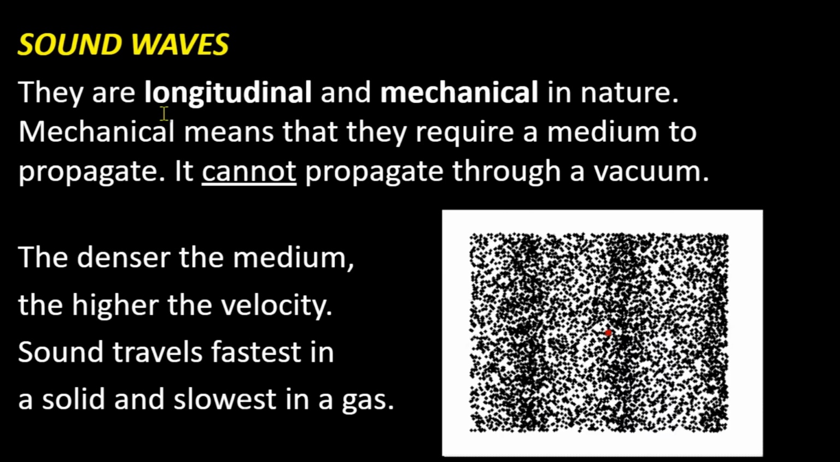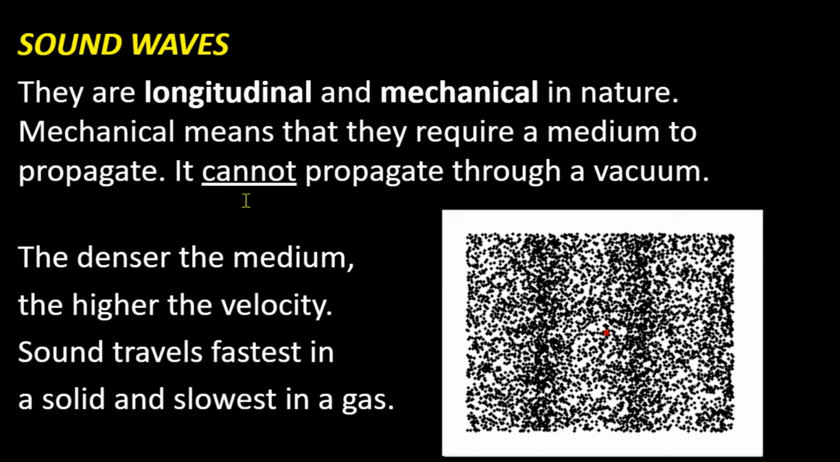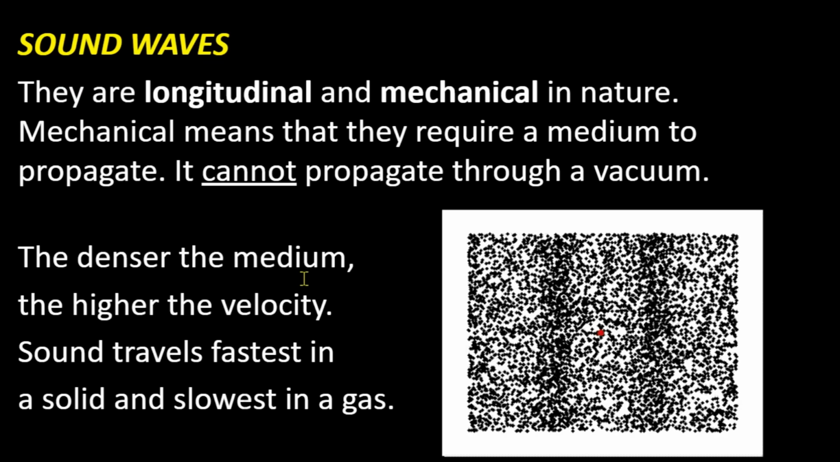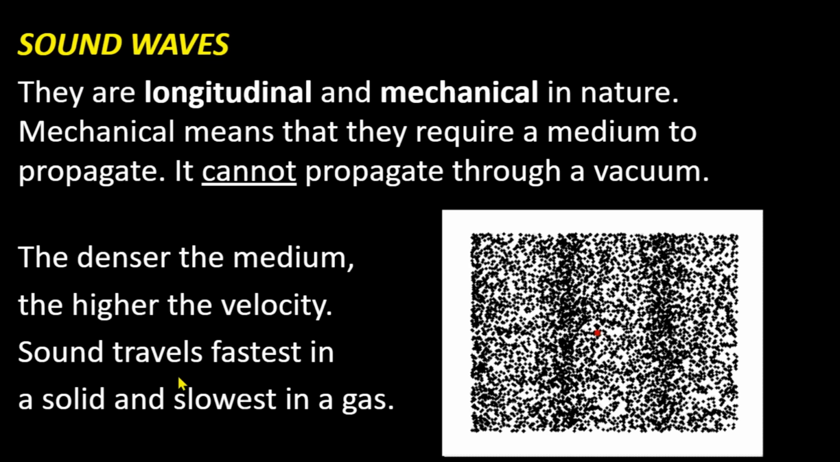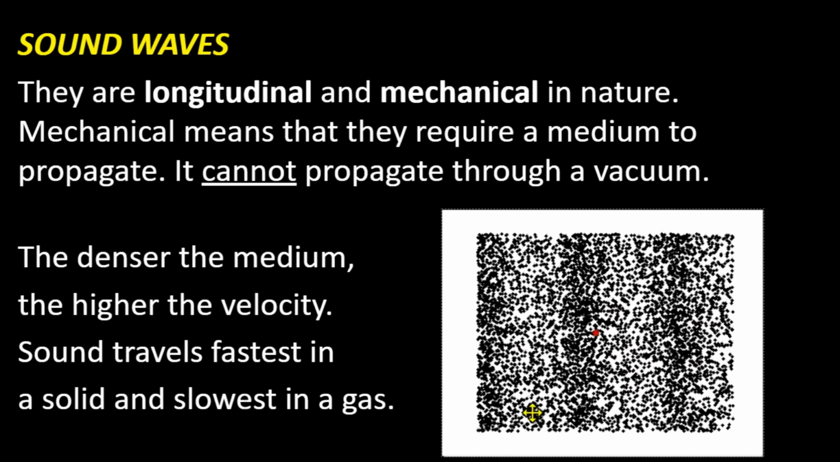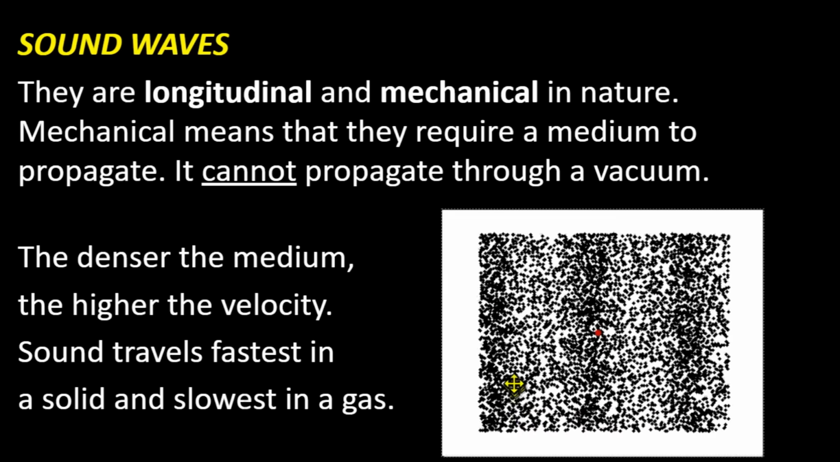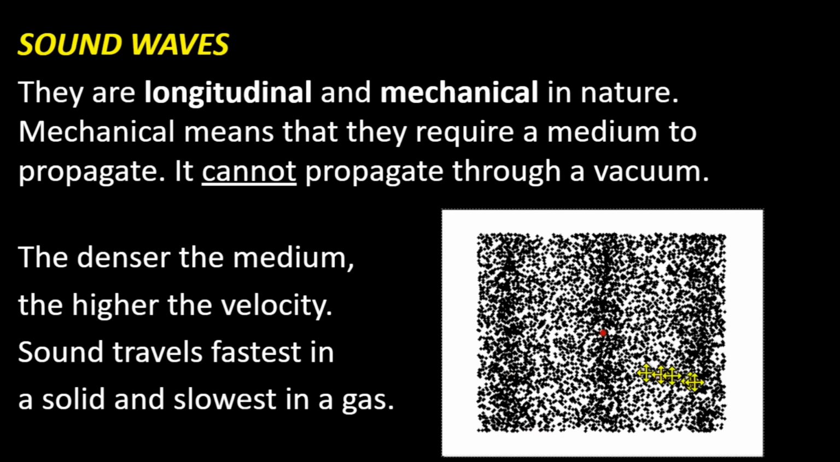Sound waves are longitudinal and mechanical in nature. Mechanical means that they require a medium to propagate. Sound cannot propagate through a vacuum such as space. The denser the medium, the higher the velocity, because there are more particles in a dense medium. This means that sound would travel fastest in a solid and slowest in a gas. Here we can see an example of how sound would propagate as a longitudinal wave through a medium. The more particles means that the faster the energy can be transferred from one location to the other.